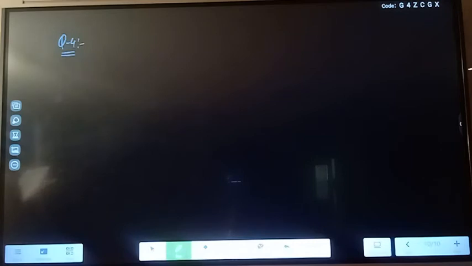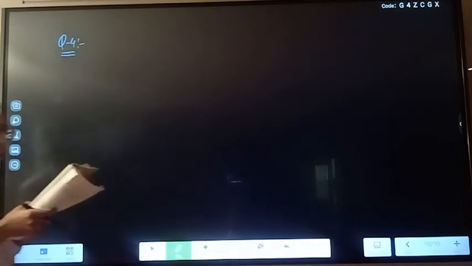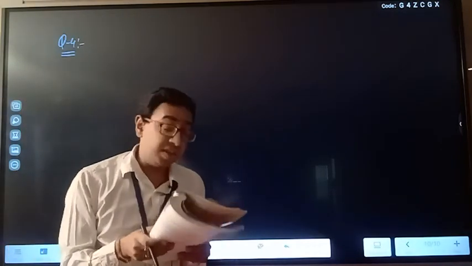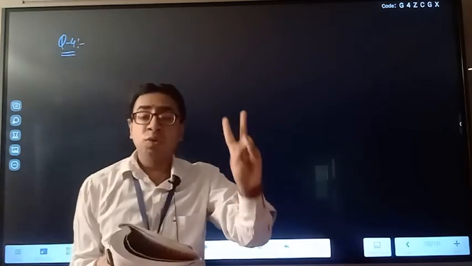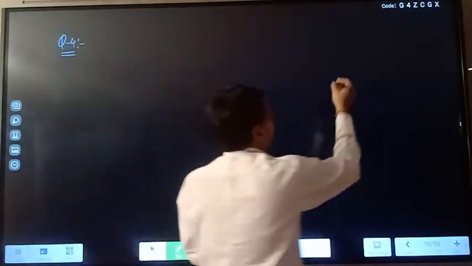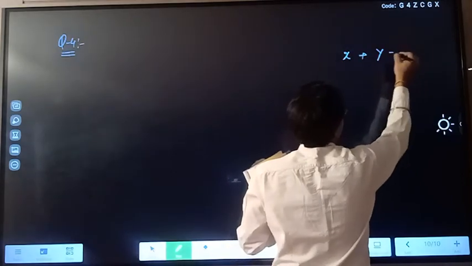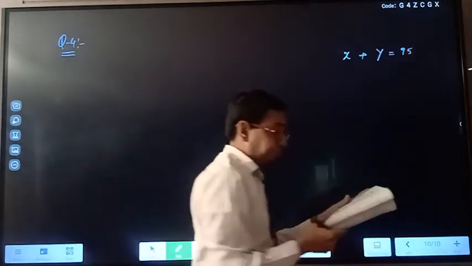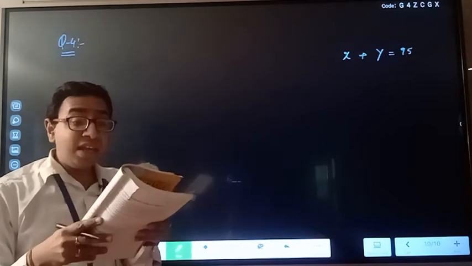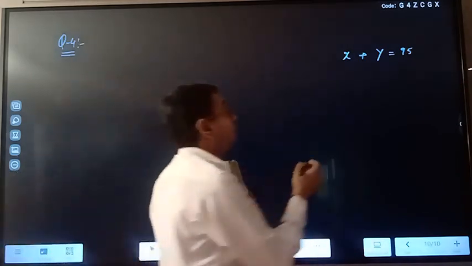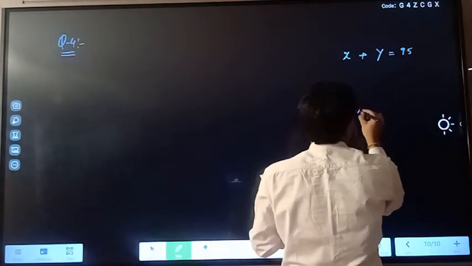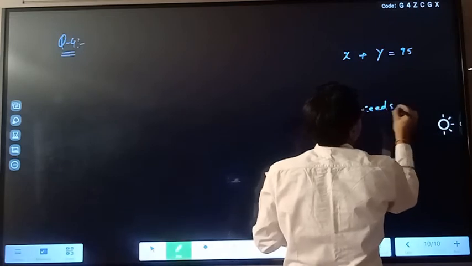The sum of two numbers is 95. If one exceeds the other by 15, find the numbers. Very easy question. We have two numbers whose sum is 95. For example, one is x, another is y. Their sum is 95. Clear? If one exceeds the other by 15, what do you mean by exceed? Exceed here means more.